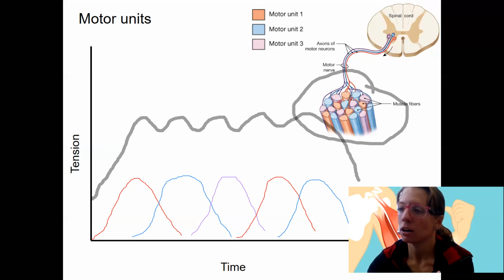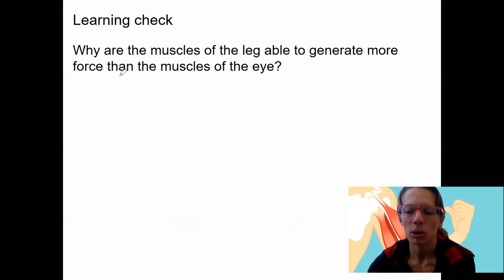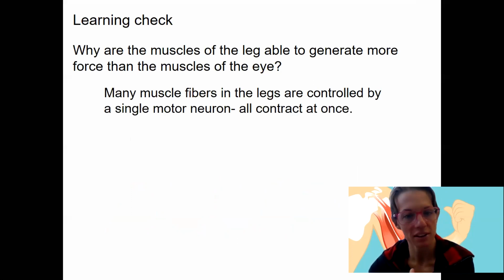So let's see. A learning check here related to different muscle types, different muscles in your body. I want you to think about, why are the muscles of the leg able to generate more force than the muscles of the eye? And along with that, could you think about what the trade-off is for that force?